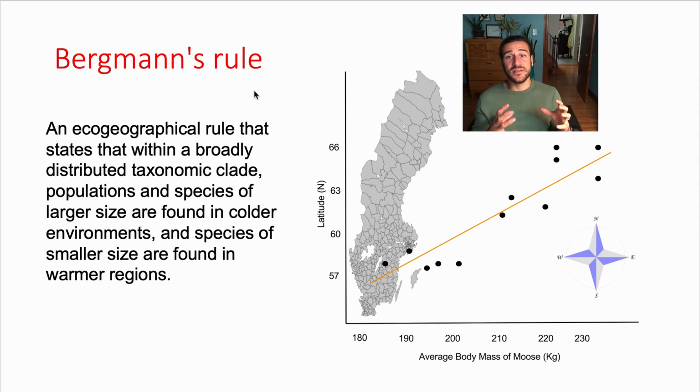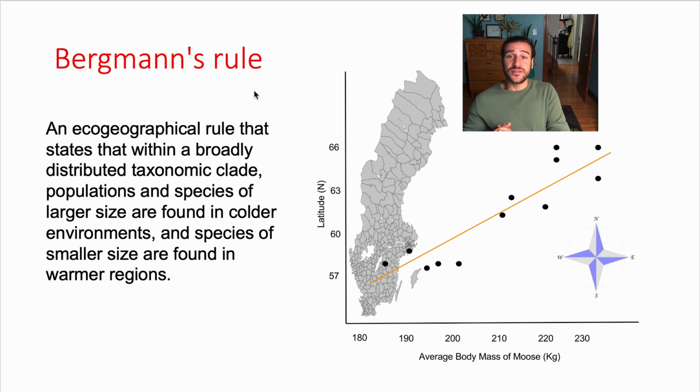Larger animals have a smaller surface to volume ratio. And actually on the next slide, I'm going to go over this a little bit, but just know that the larger you are, the more thermal inertia you have, and the more energy efficient this is.